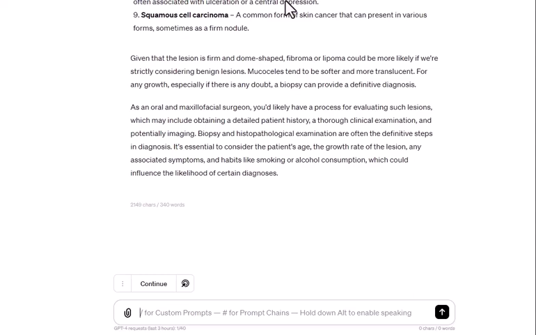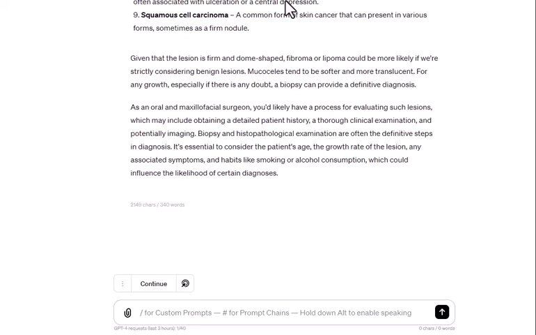And it says, as an oral and maxillofacial surgeon, you likely have a process for evaluating such lesions, which may include obtaining a detailed patient history, a thorough clinical examination, and potential imaging. Biopsy and histopathological examination are often the definitive steps in diagnosis.